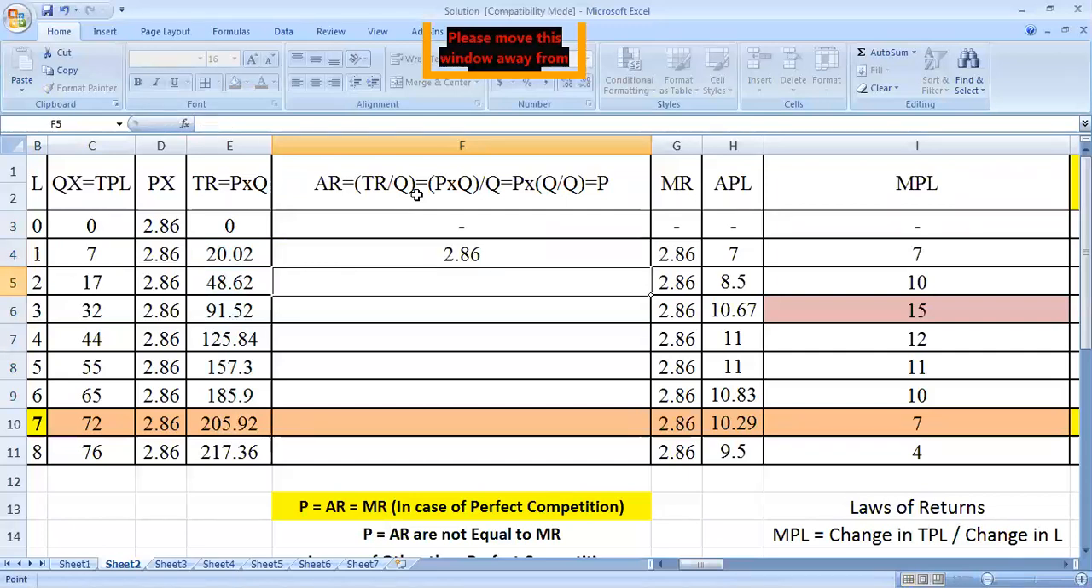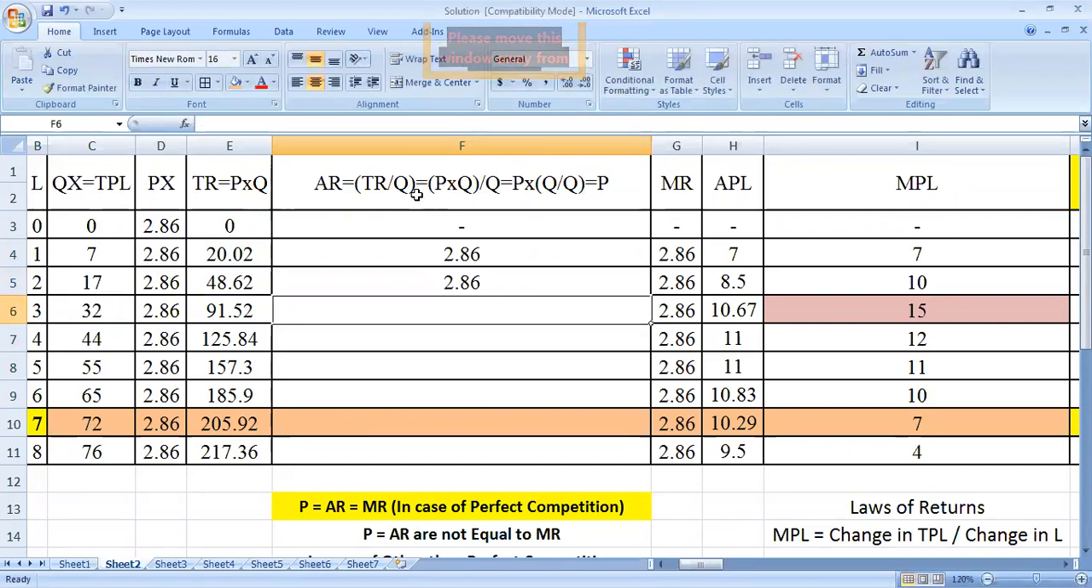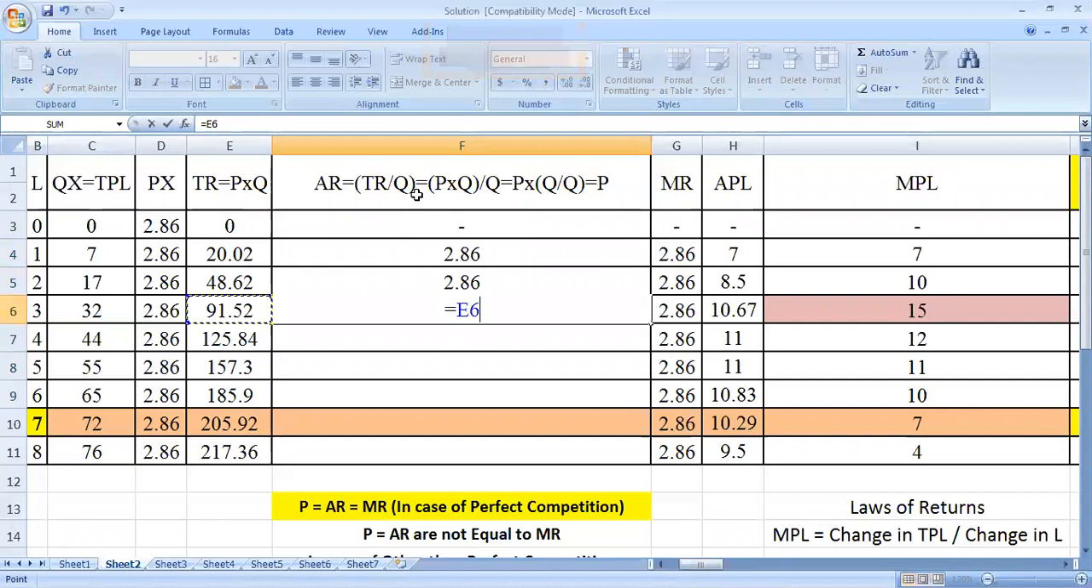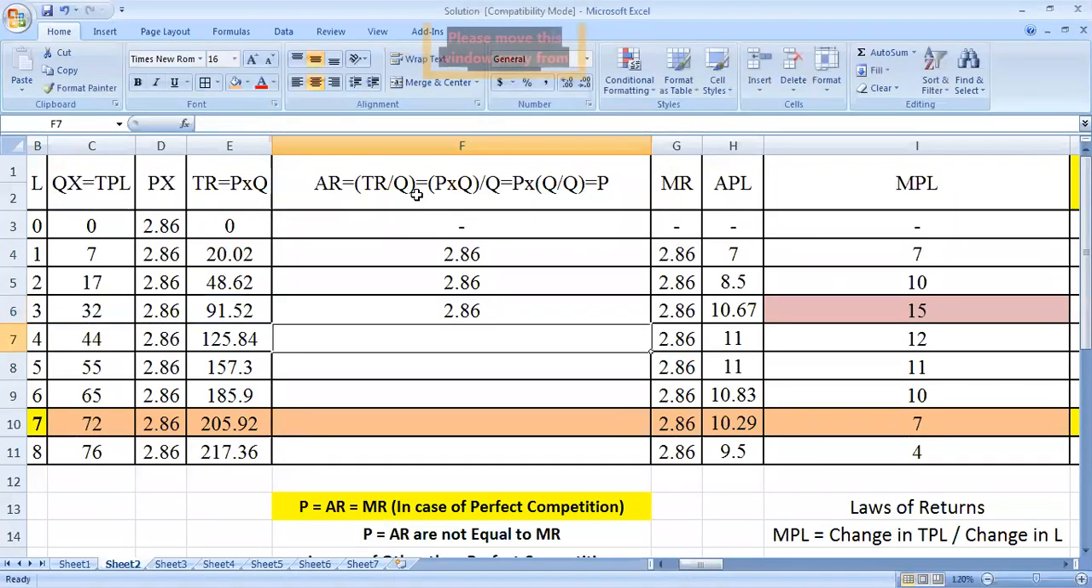When you divide 20.02 upon 7, the answer is 2.86. When you divide 48.62 upon 17, the answer is 2.86. When you divide 91.52 upon 32, the answer is 2.86. Why does the answer remain 2.86?